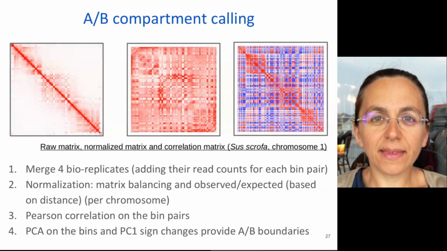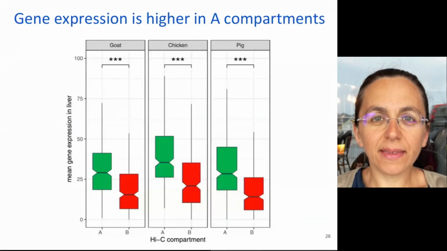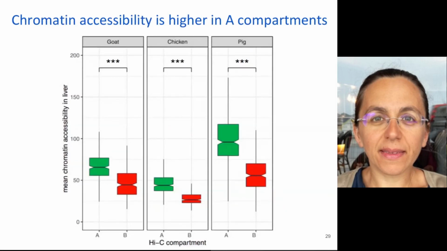And then on slide 28, we checked that we had actually higher liver gene expression in A versus B compartments. This is the case for all species. And on slide 29, the same for liver chromatin accessibility, which is significantly higher in A compared to B compartments.